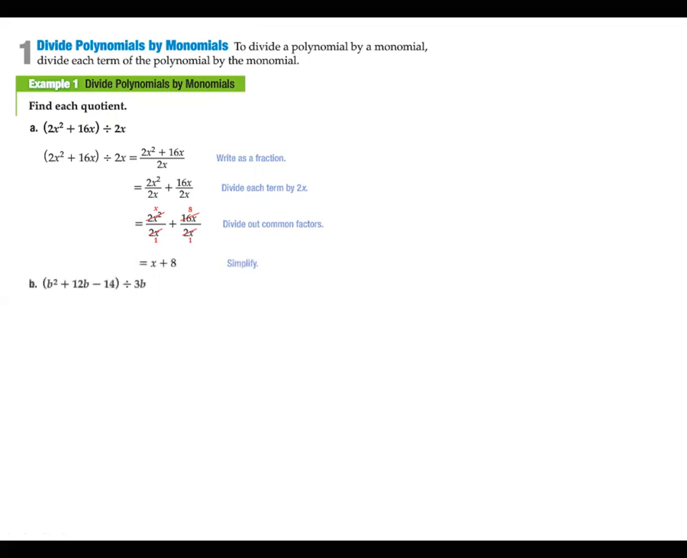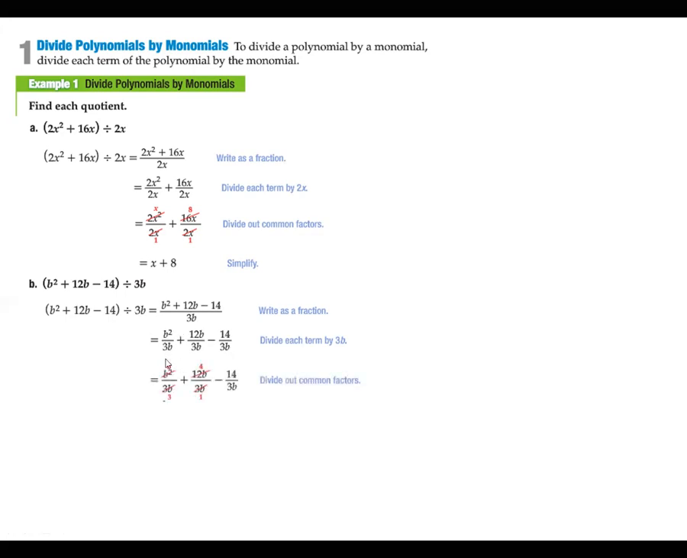In this one, you have b squared plus 12b minus 14 divided by 3b. Again, set it up as a quotient, as a rational expression, and then separate it into 3 separate terms. Again, it's like you have an addition and subtraction problem over top of a common denominator. So I can write it as 3 separate fractions with the common denominator of 3b. Then just reduce each one.